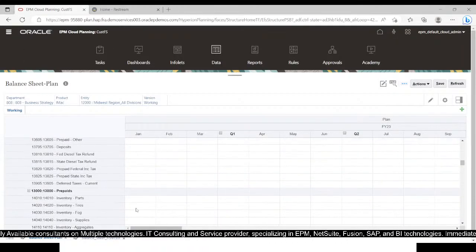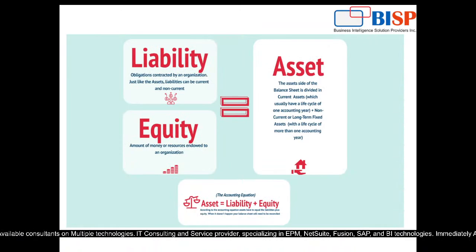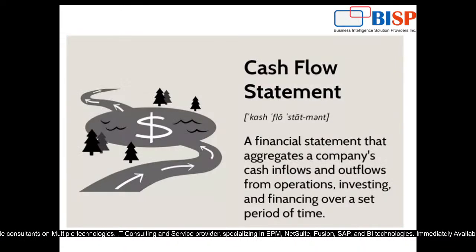So this was all about our balance sheet. Now we will move to the cash flow statement. So what is a cash flow statement? A cash flow statement is a part of the financial statement that aggregates a company's cash inflows and outflows from operations, investing and financing over a set period of time.